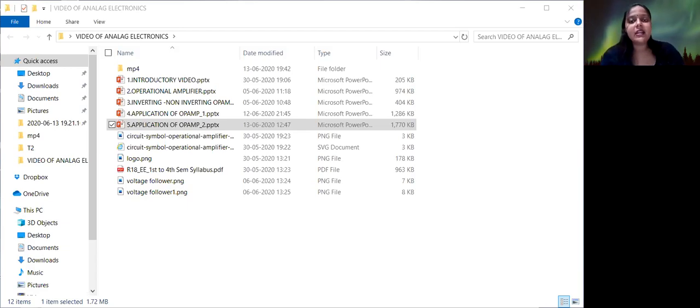Whenever we are getting the derivative of any input voltage as the output, we can define that particular circuit using a 741 IC as a differentiator circuit.